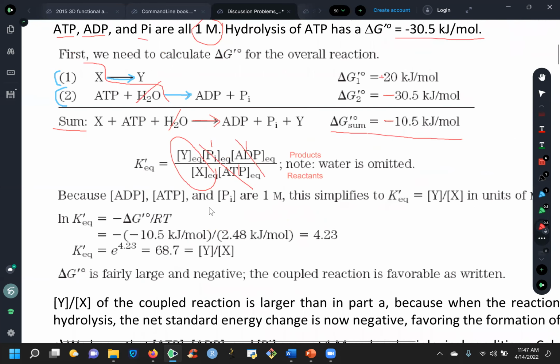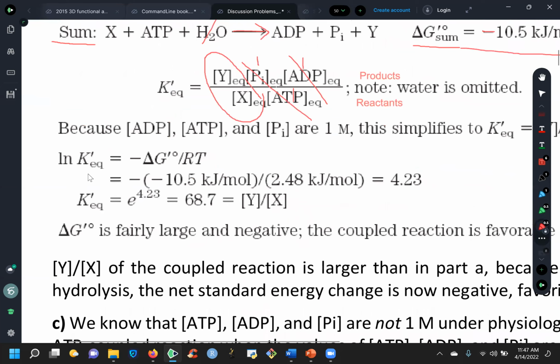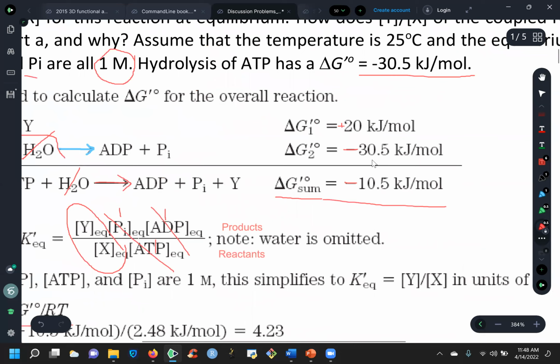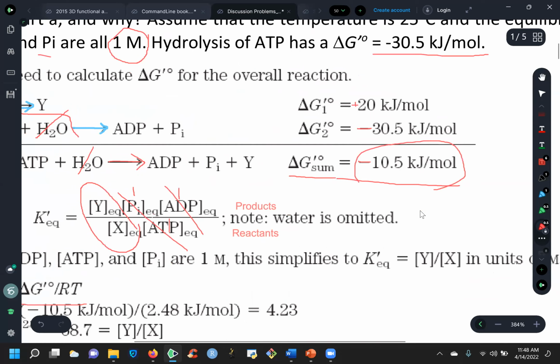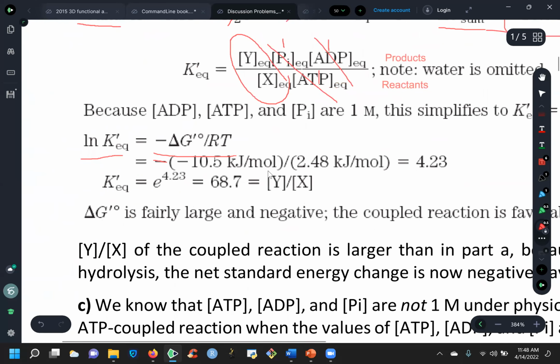So then we go back to our original equation that we started with: ln of KQ is equal to negative delta G divided by RT. So here we write our negative, and this time our delta G was minus 10.5 kilojoules per mole, after we combined the two reactions. So that's the value that we plug in here. And when we did R times T, it gave us 2.48 kilojoules per mole. So our answer was 4.23.